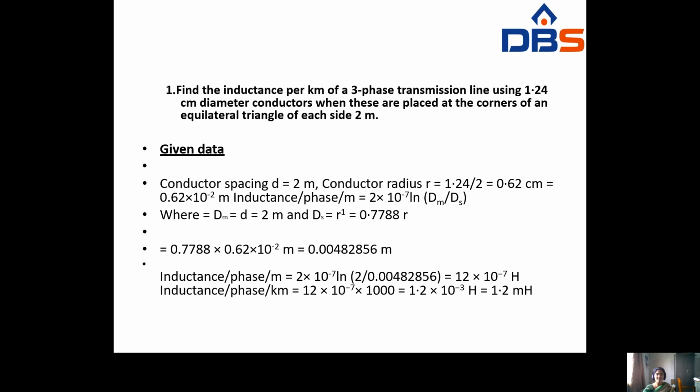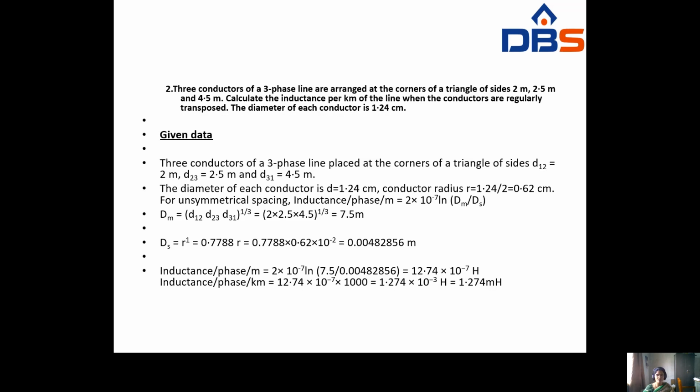Next we have to see another problem, same as the previous one, but here you have to use transposed conductors. The conductors are arranged at the corners of a triangle. Transposed means the distance will not be uniform, that means unsymmetrical spacing. In the previous problem we discussed symmetrical spacing, but here the conductors are placed unsymmetrically, so they are transposed conductors.